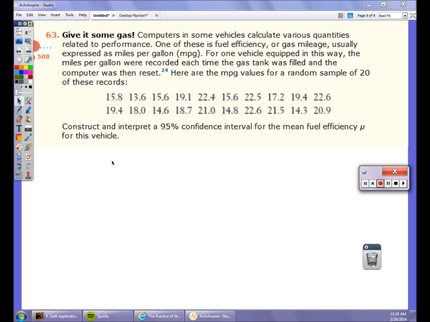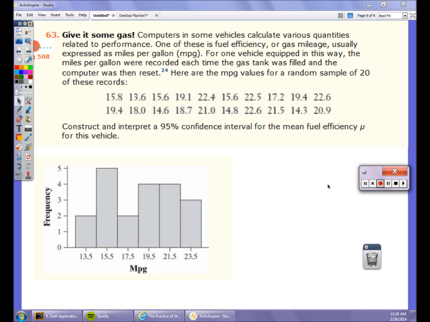The next thing that you need to check is to make sure that your data is normal. That can most easily be done by looking at a histogram. I plot the miles per gallon on the x-axis and how often did they occur on the y-axis. And I can see for the most part that this is fairly normal. Maybe I have a spike at 15.5, but I don't think it's anything out of the ordinary where I would not be able to do a confidence interval.